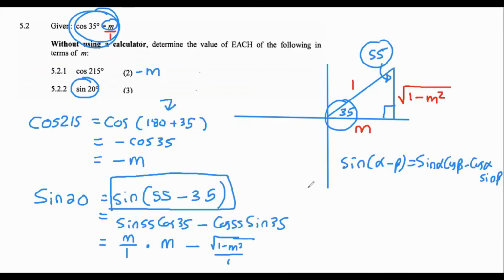I'm just using normal sin, cos, and tan ratios now. Okay. And I'm using the triangle to help me to get that. And then sin 35 is going to be opposite over hypotenuse. And so that would be the square root of 1 minus m squared over 1. Okay. And so what we can do now is we can just simplify a little bit. So m times m is m squared minus.